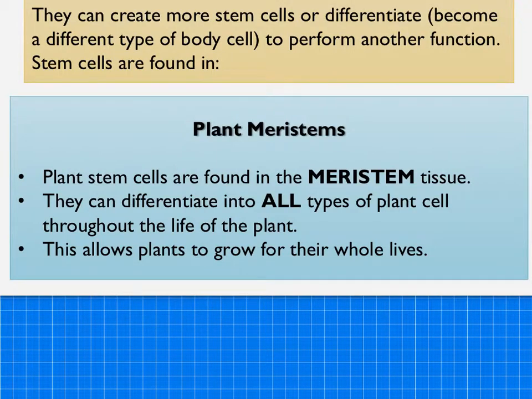Plants also have stem cells, and they are found in what we call the meristem tissue. So this is growing tips of shoots and leaves. So they can differentiate into all types of plant cell throughout the life of the plant, which is very different to animals, and this allows plants to grow for their whole lives.